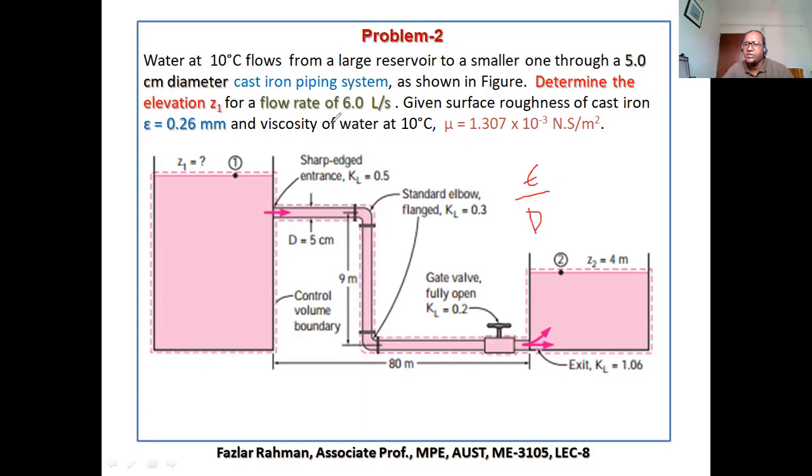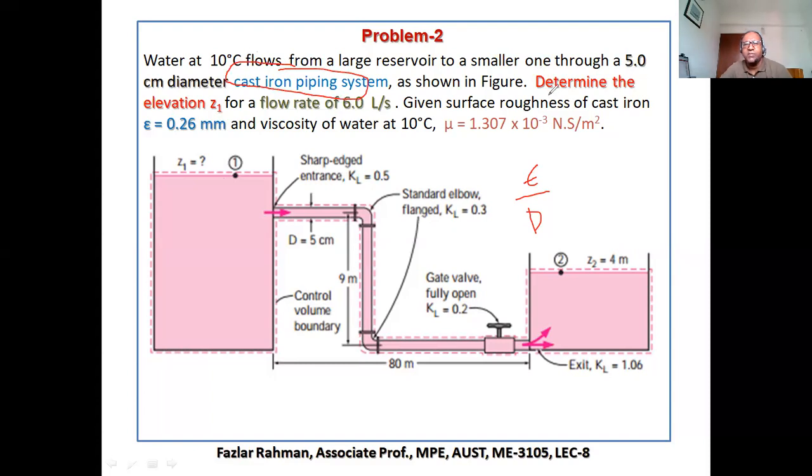If surface friction you don't know, but at least you know the material, then you can look to the website and figure out how much might be the average surface friction for cast iron pipe or for mild steel pipe. Okay, so right over here, this is mentioned.